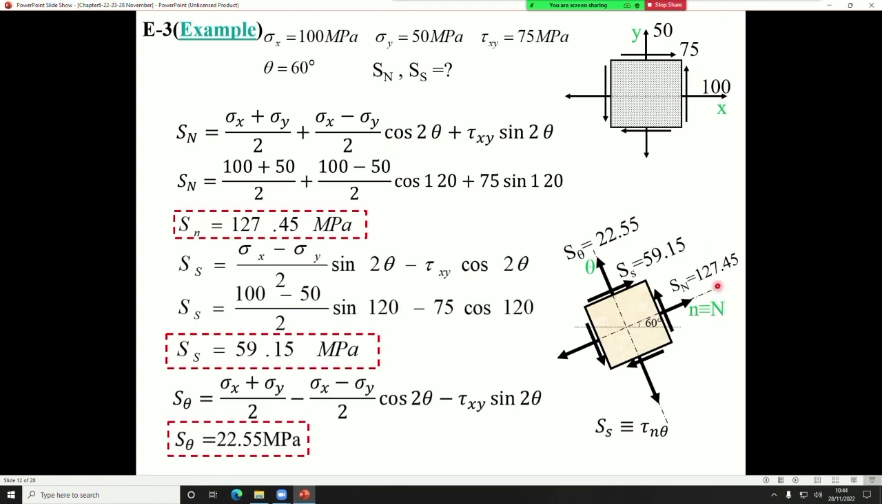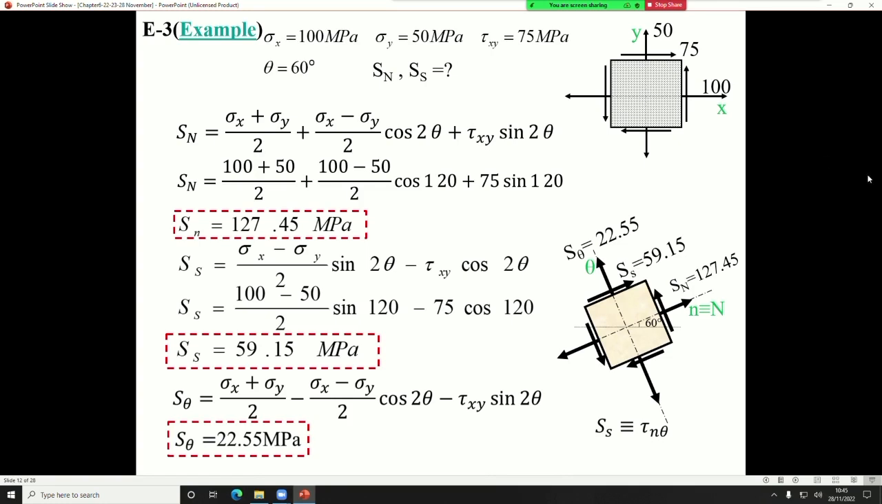So therefore, we need to orient this element at an angle at which we reach the maximum normal stress, and we can compare it with the yield stress of the material. So this is our main purpose. We orient it at an angle where the maximum normal stress occurs. Then we can say, all right, if this is less than the yield stress of the material, the component is safe.